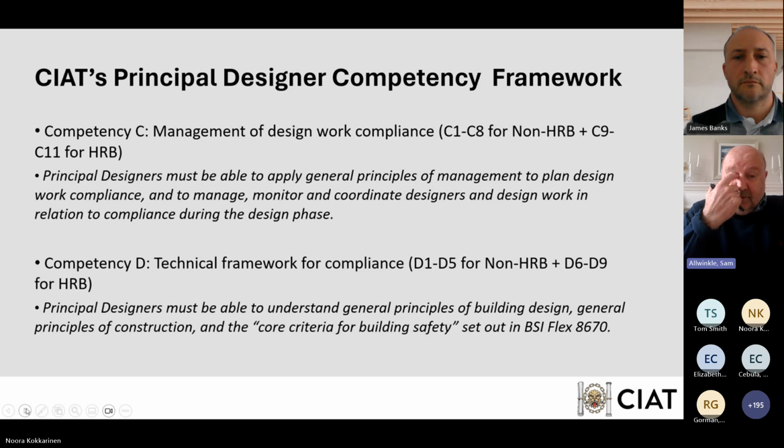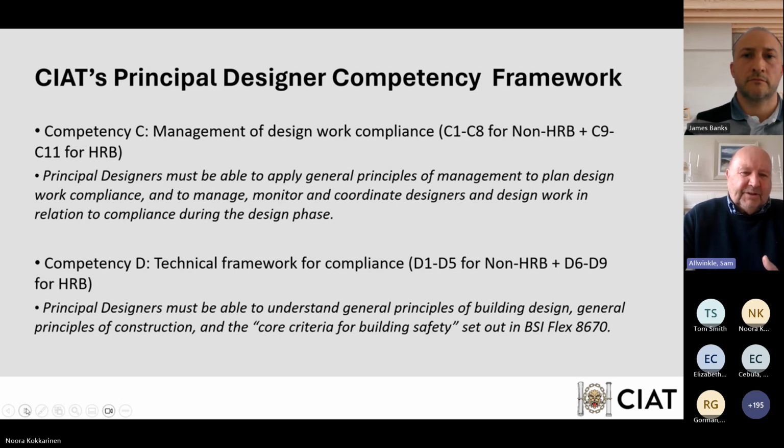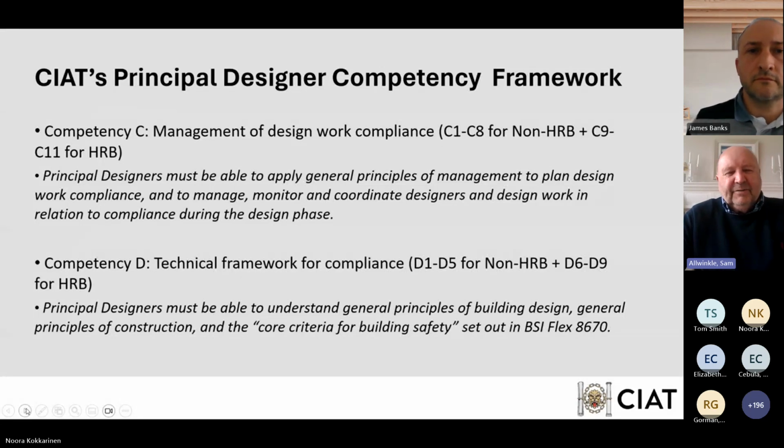And then lastly is the technical framework for compliance. And within this, it's really drawn more from BSI Flex 8670, and that's now a British standard, so it's now BS 8670. So all competency frameworks must have the core criteria for building safety relating to building design, general principles of construction. So again, if you're a chartered member, one would expect that you have the knowledge and experience to demonstrate that you are compliant to meet the technical framework requirements. So that's really it. It's quite simple, quite straightforward.